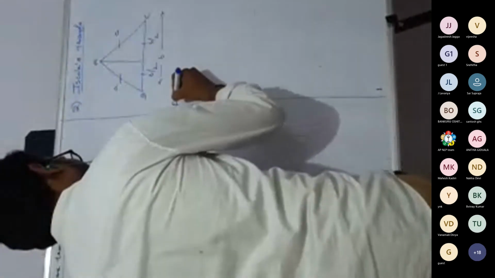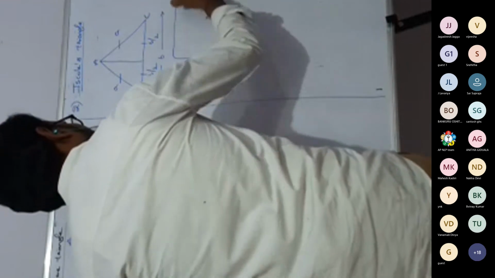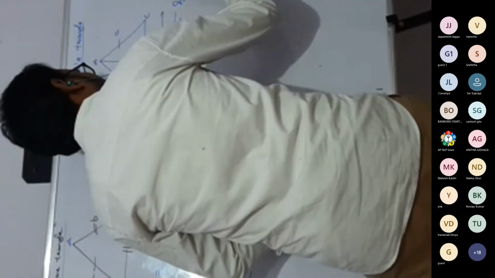What is the area of the isosceles triangle? The area of an isosceles triangle is the formula B by 4 into root over 4A square minus B square. This is the area of the isosceles triangle, in square units. Next.